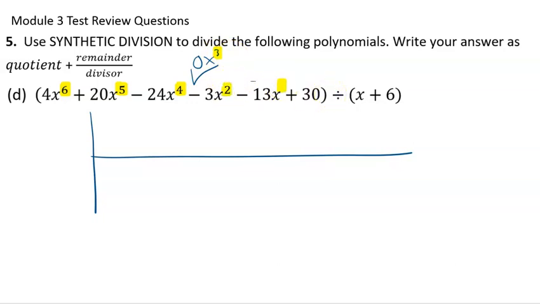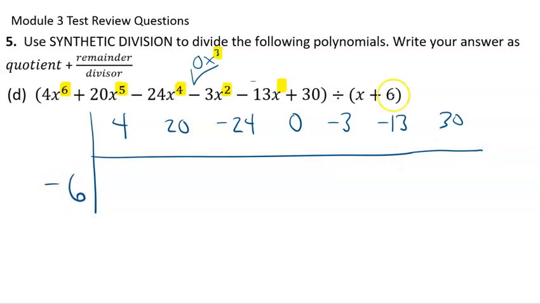Okay, we're ready. So I have a 4 for my x to the 6th, 20 for my x to the 5th, negative 24 for my x to the 4th, 0 for that missing x to the 3rd, negative 3 for my x squared, negative 13 for my x, and finally 30 at the end for my constant. What goes out front? Negative 6, right? Because the 0 for x plus 6 is negative 6.